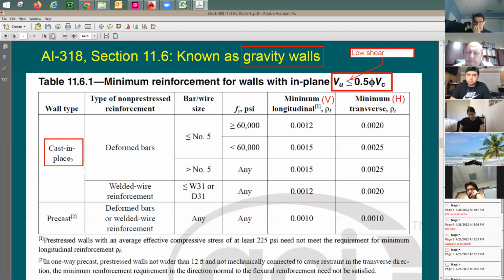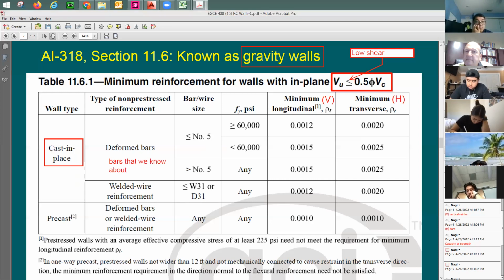We have two types of bars when we work with bars here. We have deformed bars, which are the conventional bars. These are the bars we know about. About welded wire reinforcement, I'm going to say this is a very thin reinforcement that maybe you guys have seen in some slab on grade, like a driveway.